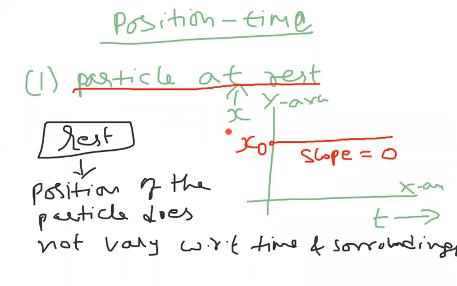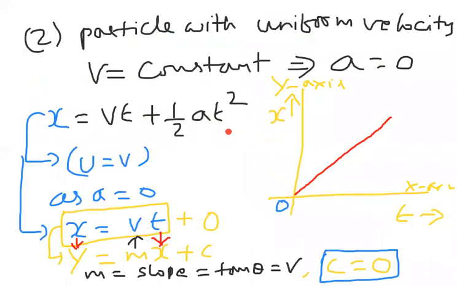Again, the second one we discussed, particle with uniform velocity. Uniform velocity means acceleration is zero. Initial velocity I have written as v. So the equation of motion I have taken is x equal to ut plus half at square. Here acceleration value is zero, so it is constant velocity. So x equal to vt we got. There is no y-intercept. Y-intercept 0. The graph has to start from origin.